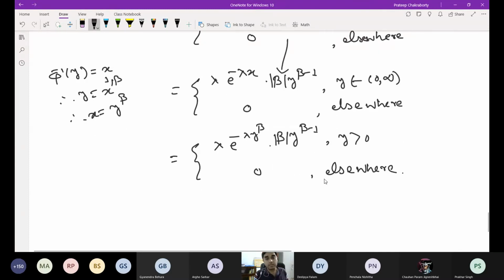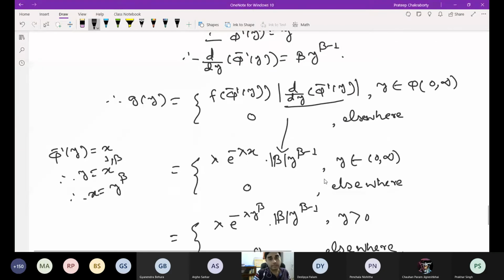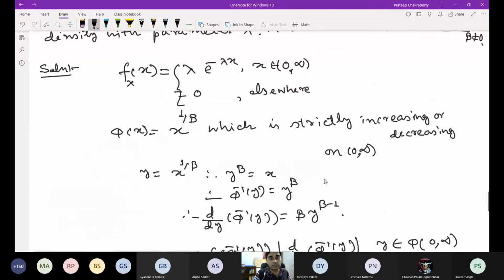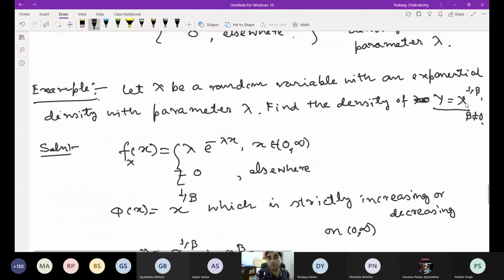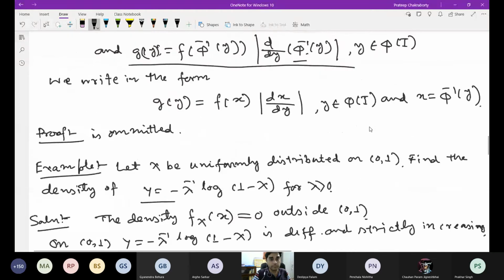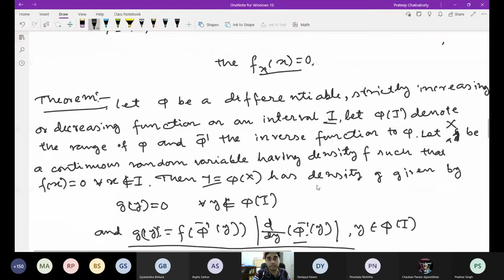So is this okay? This is another example of this g function. The function y equal to x power 1 by beta is given. This is a transformation of the given random variable x, whose density function is exponential density with parameter lambda. From this, using the previously stated theorem, we'll find the density function of the transformation y.